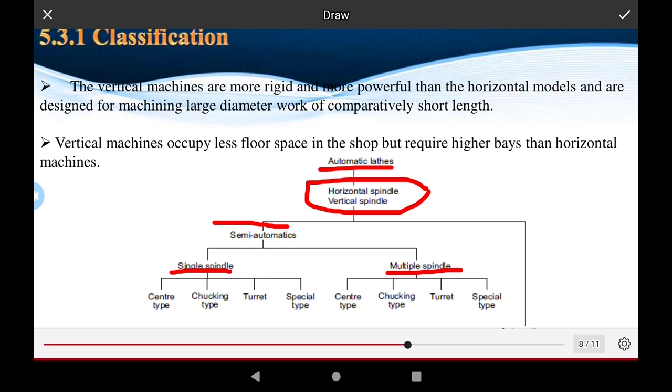Okay, and the multi spindle machines are also divided into four parts. First is the center type machine, which is selected for more spindles. Okay, and the multi spindle machine and chucking type machine. The multi spindle machine is also made for chucking types of machines. And the third part is the multi spindle turret form machine. Okay, this turret form machine is a very large machine. And the fourth part is the special type machine.